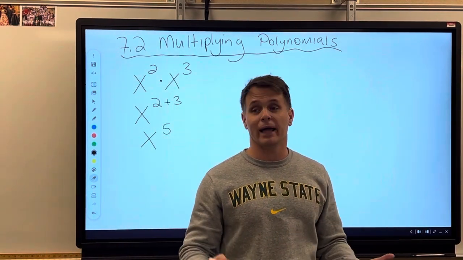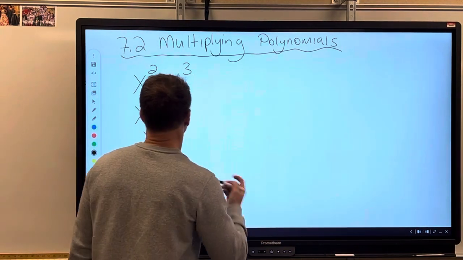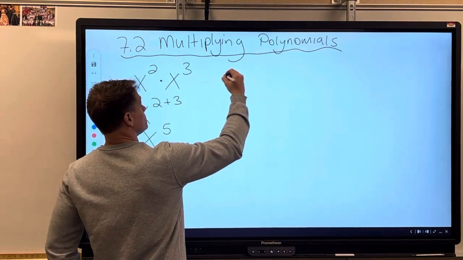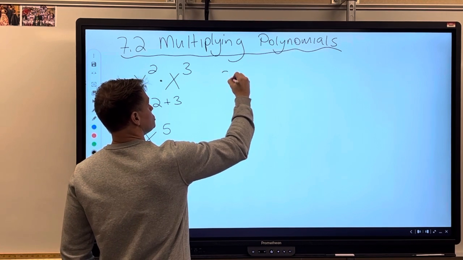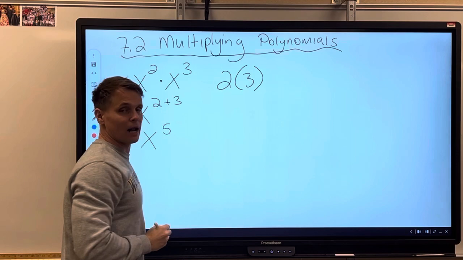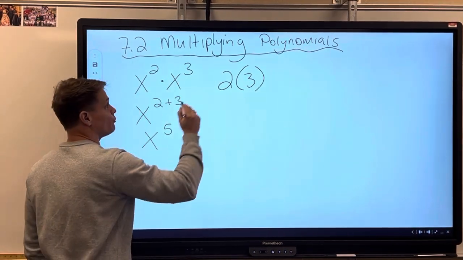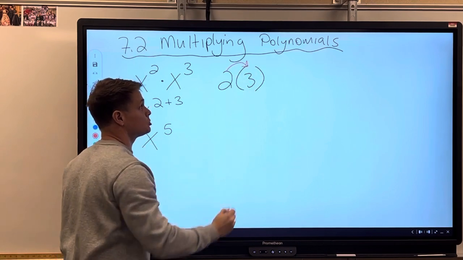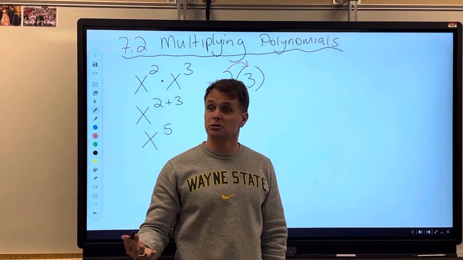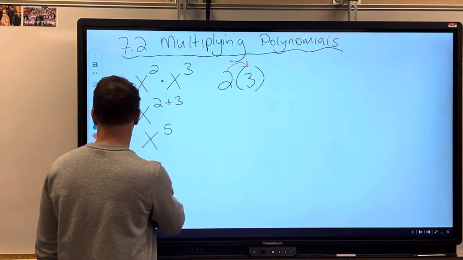Now remember, another name for multiplying is the distributive property. You remember the distributive property? So let's say I have 2 times 3, and I put 3 in parentheses like this. Really, all we're doing is distributing or multiplying that 2 times 3. We know 2 times 3 is 6, correct?